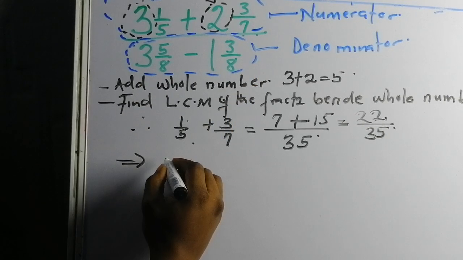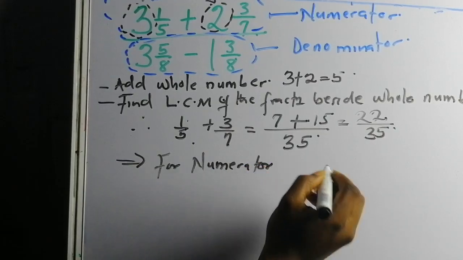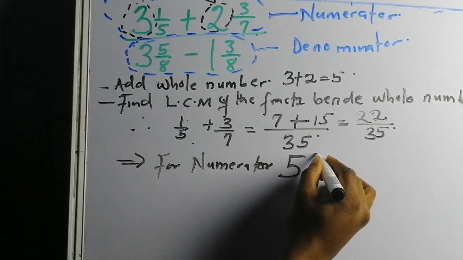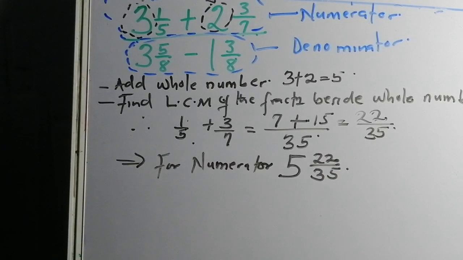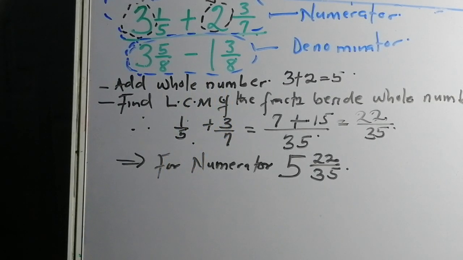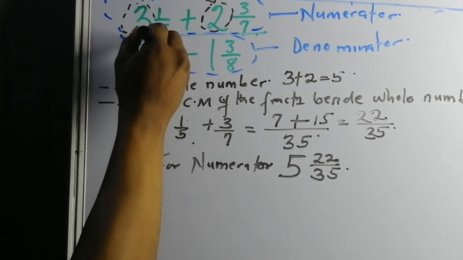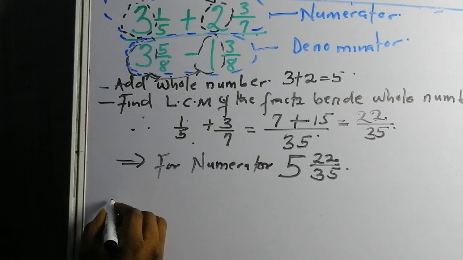So that now implies that for the numerator, you have 5 whole number, 22 over 35. It's as simple as that. Now, for the denominator, do the same. Follow the same procedures. That's 3 minus 1. You have this and this. So that's for the denominator.